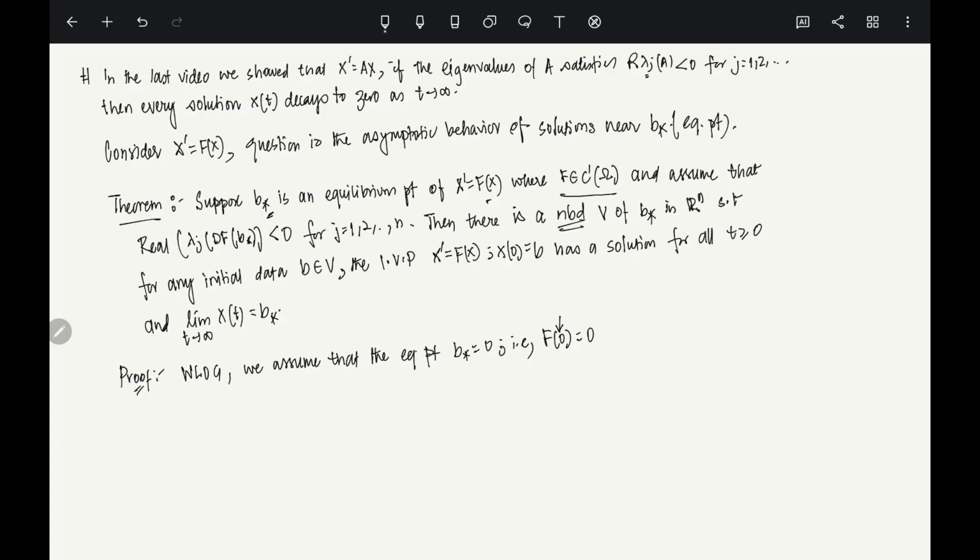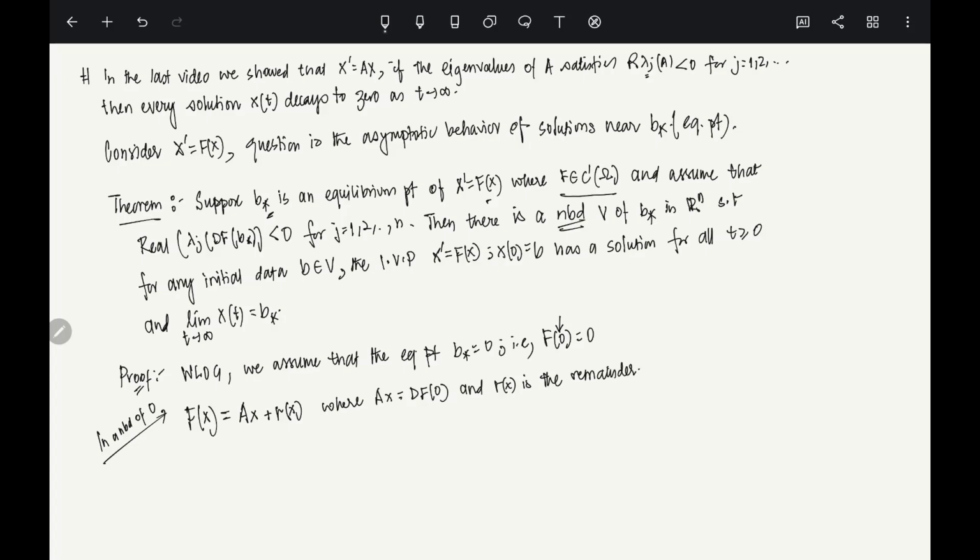Now what I'm going to do is, you see, f is a C1 function. It is given f is C1. So I can expand f, right? So basically, f of x in a neighborhood of 0, in a neighborhood of 0, I can write f of x to be A of x plus R of x, where A of x is df at 0, and R of x is the remainder term. R of x is the remainder.